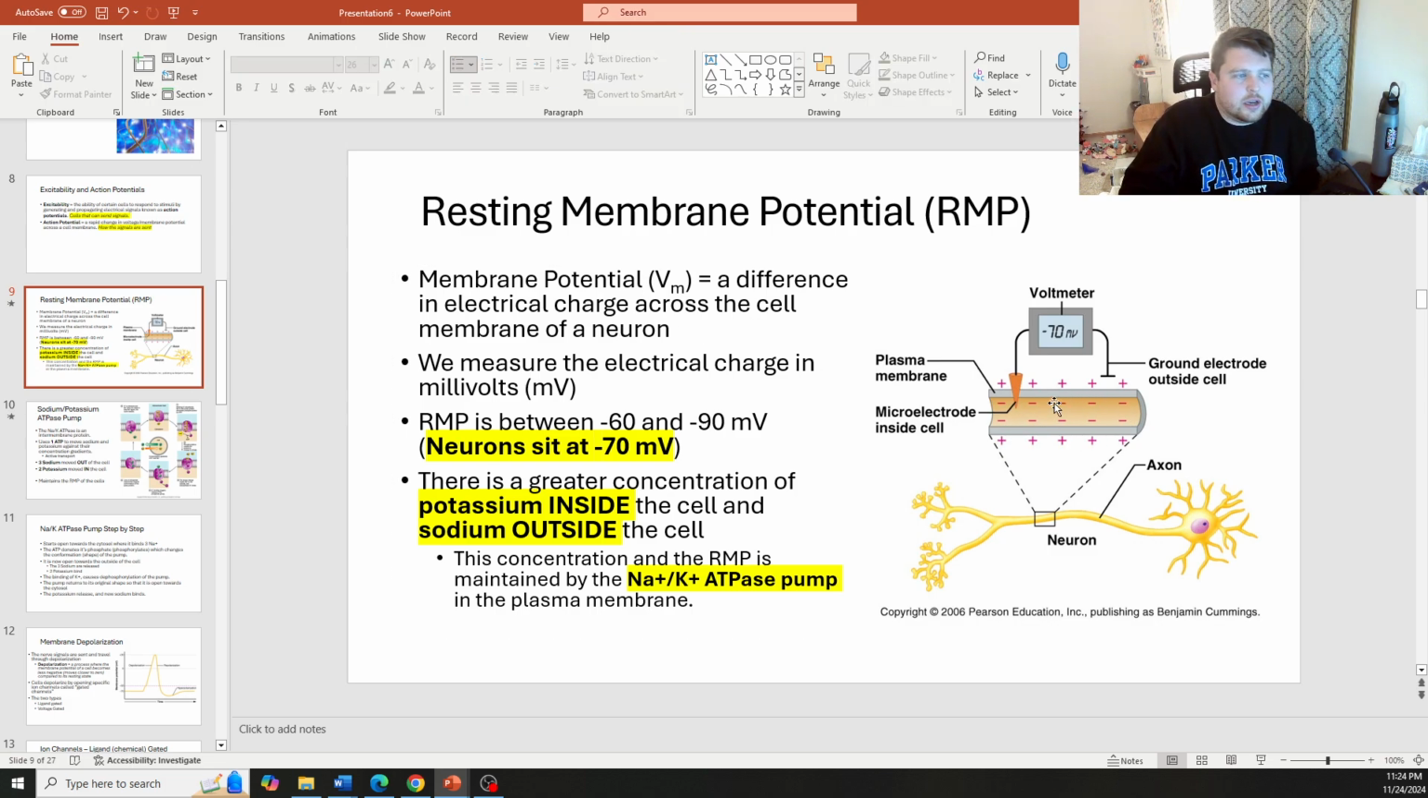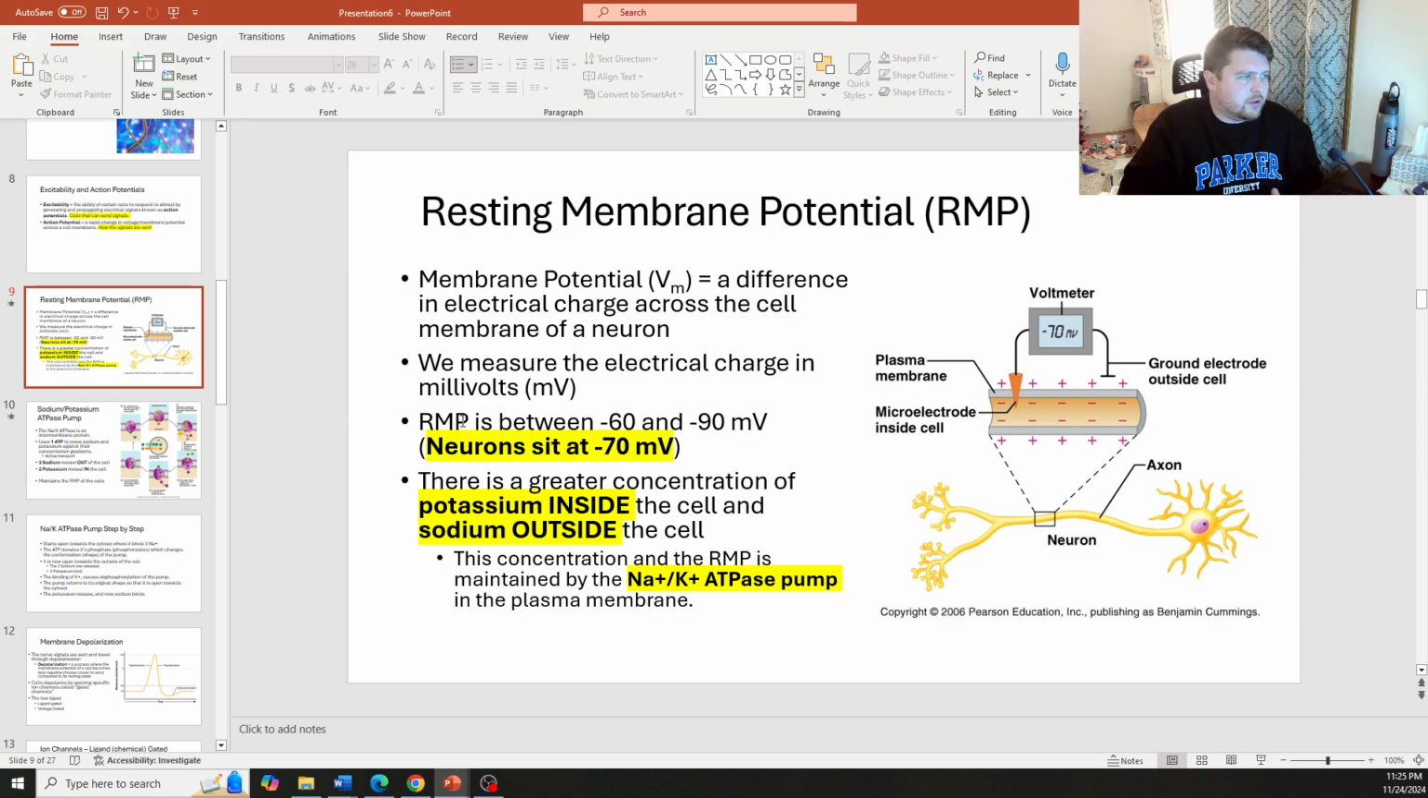So what we do is we look at the cell, and almost all of our cells are negative on the inside because most of our large proteins, so you think of some of the organelles and a bunch of the proteins being made inside, are highly negative. So the insides of our neurons are going to be negative, and the outside is overwhelmingly positive because we have a whole bunch of ions, especially sodium, on the outside.